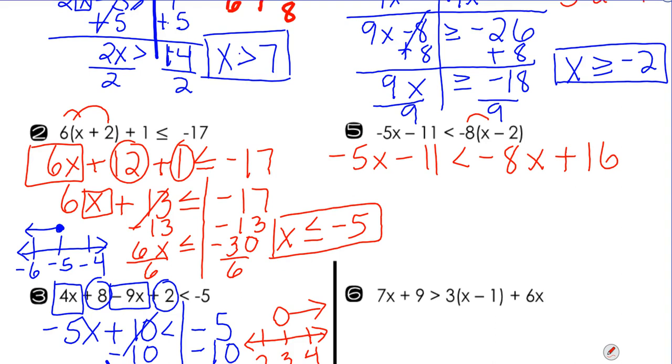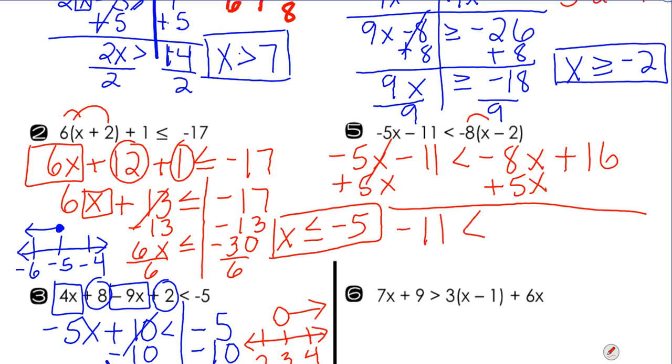Now I have variables on both sides. I'm going to add 5x to both sides. When I do that, this cancels out, the negative 5x and the positive 5x. I have negative 11 is less than negative 3x, because negative 8x plus 5x is negative 3x, plus 16.